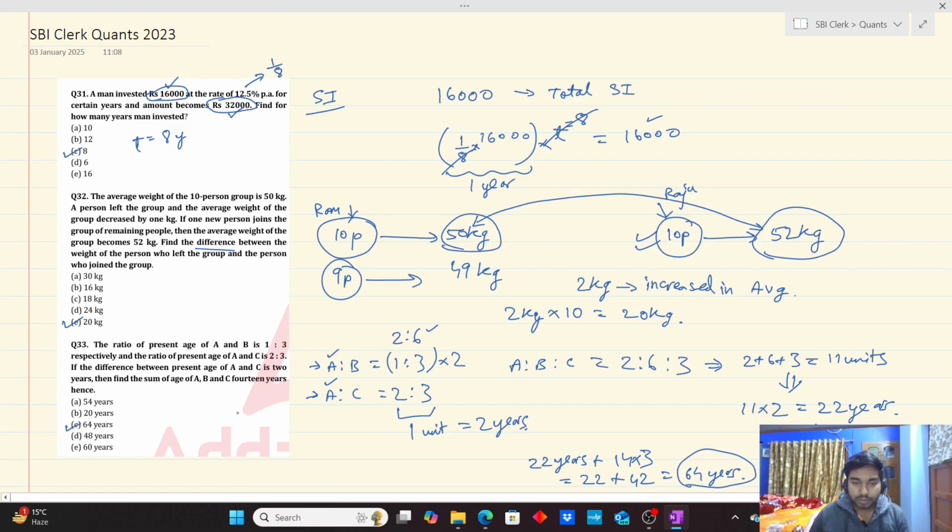In the third question, we noticed the difference between the units in the ratio. We noticed the difference between A and C in the present time in terms of ratio is 1 unit, and that 1 unit is given as 2 years. Using this, we have solved this question. So the key learning is to notice the difference in each question.